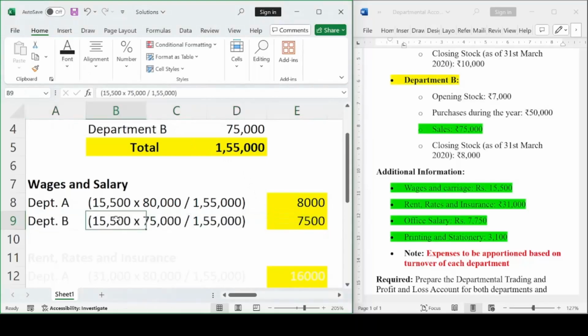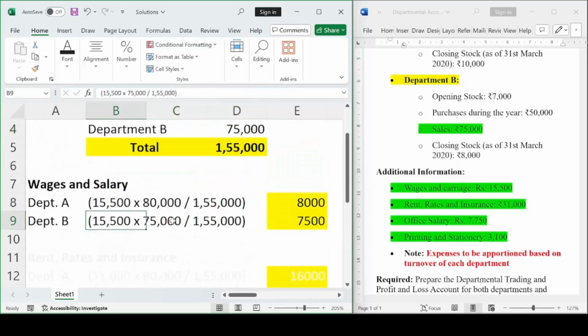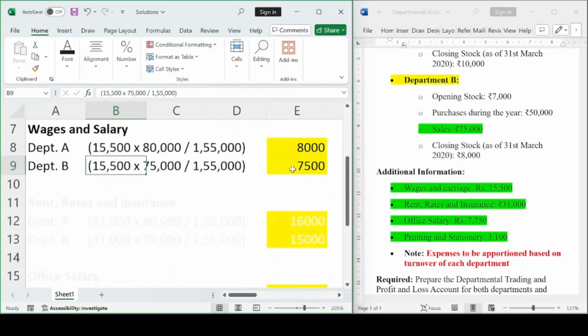Similarly, we will do it for Department B. So for department B, what is the total expenses of wages and salary? It is 15,500. But for department B, the turnover is 75,000. So 15,500 into 75,000 divided by total turnover. What is total turnover? Total turnover is 1,55,000. When we divide it, I will get 7,500. Again, this is the wages and salary for department B.